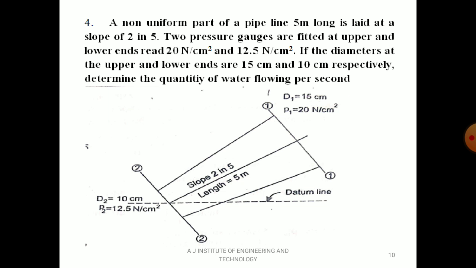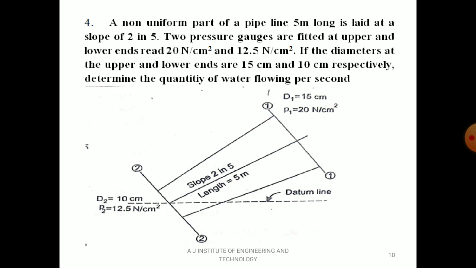Now section 2 is passing through the datum, so Z2 is 0. Now how to get Z1? Slope is given. Slope means it is always vertical distance divided by horizontal distance. So by using the tan theta concept, you can get the Z1 value. Here the length is 5 meter, and now you want the vertical.